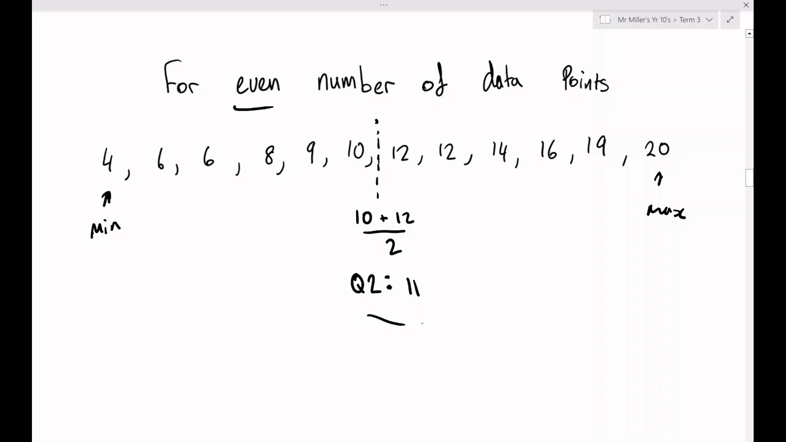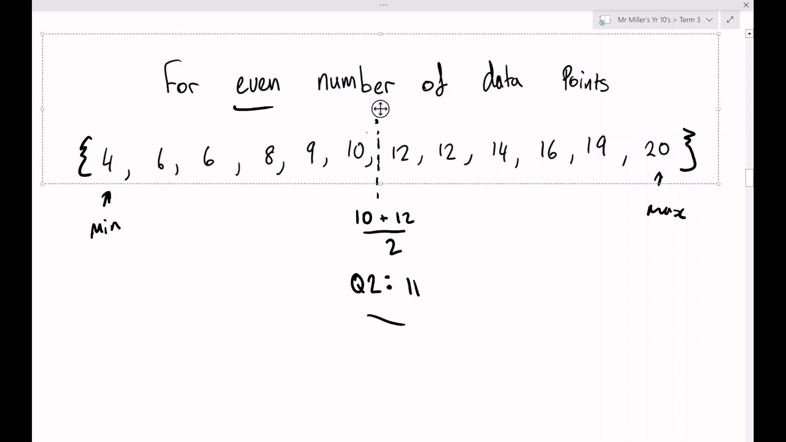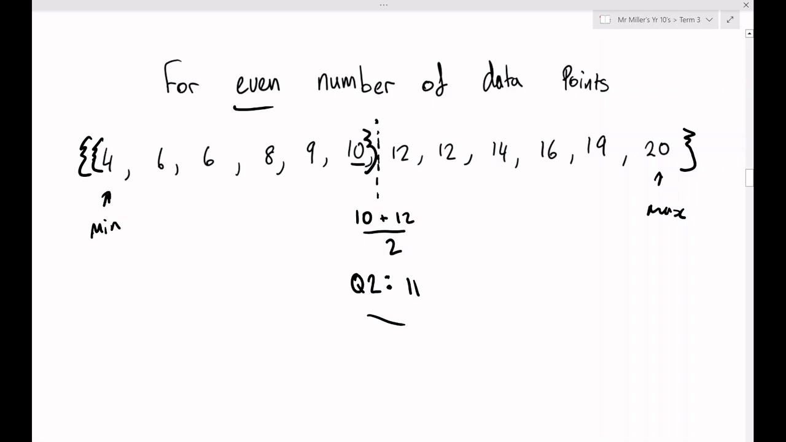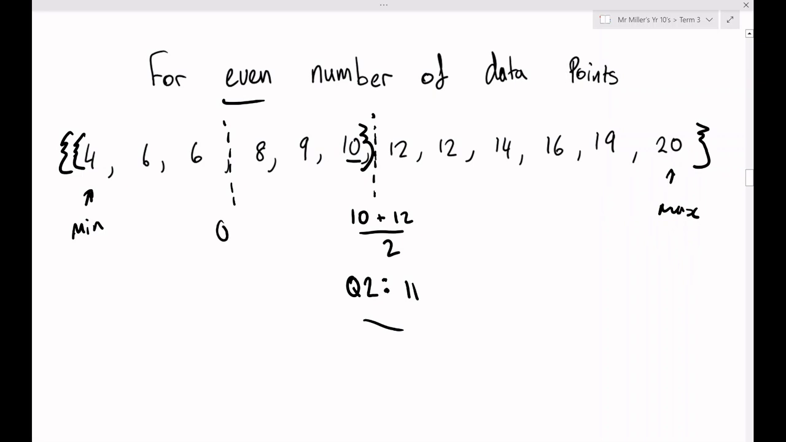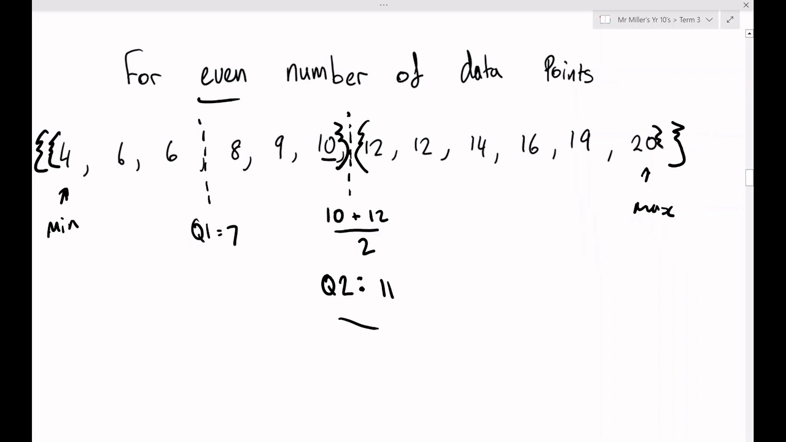Alright, so what does that mean for finding Q1 and Q3, the lower half's median and upper half's median? Well, it means that the data we are looking at to find the lower half and upper half includes this 10. So we see that we're going to have a median between 6 and 8. The average of 6 and 8 is going to be 7. And it means we include this 12 when we look for the median of the upper half for Q3. We see it's going to lie between 14 and 16. That is going to be 15.